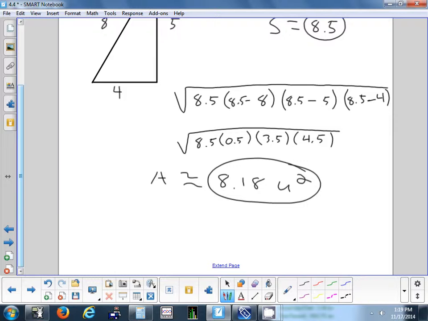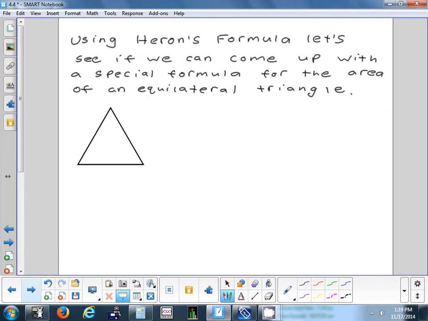All right. So next we're going to look at a special kind of triangle. Everything we've done so far could be applied to any triangle that you have. Our next formula is going to be special to an equilateral. And what we're going to do is use Heron's formula to come up with a formula that's special just for equilateral triangles. First thing we have to do is label this diagram.